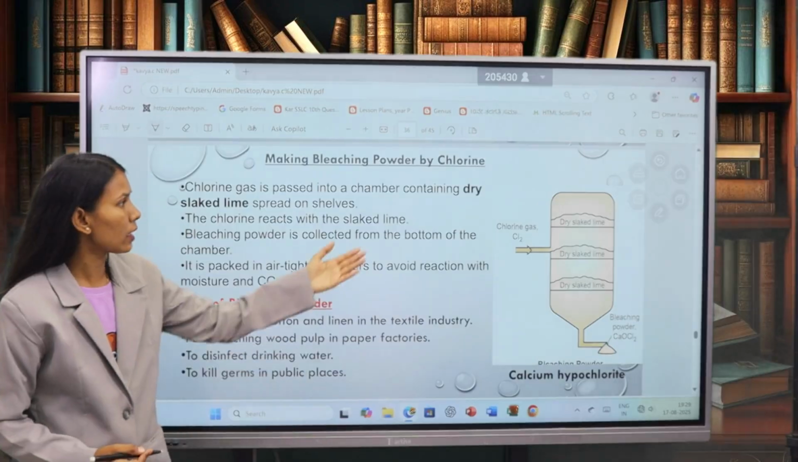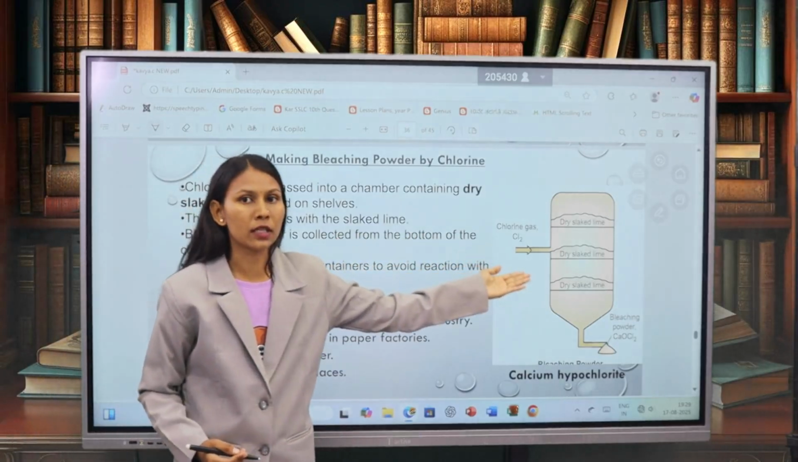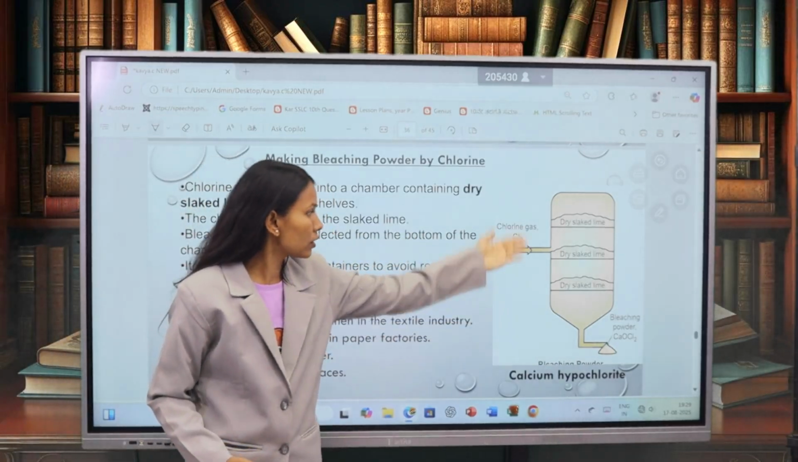We are taking dry slaked lime in the container, as you can see in this figure.